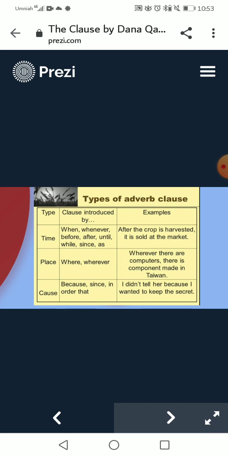The third one is the cause, introduced by because, since, in order that. "I didn't tell her because I wanted to keep the secret." "Because I wanted to keep the secret." This way we introduce the adverb clause. So remember, the types of adverb clause are time, place, and cause.